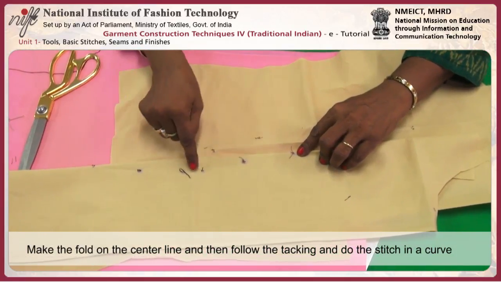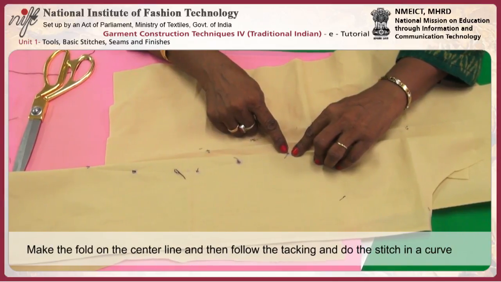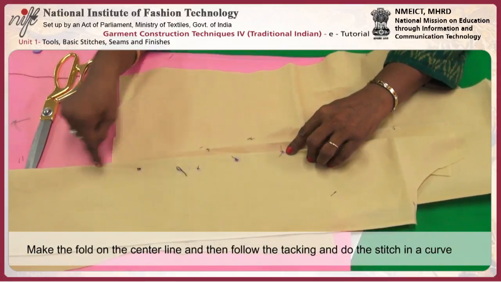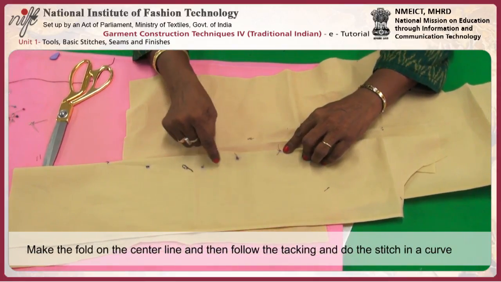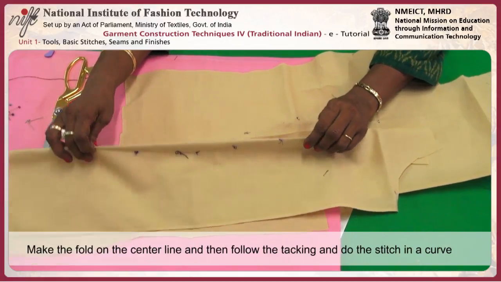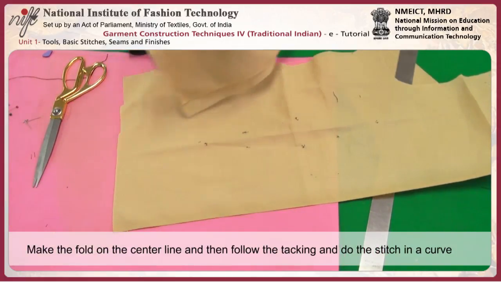Sometimes here it may go as a shaping dart, and this here it may come as a concave dart, and this portion it will be a convex, and here it will be concave and here it will be concave. So now we have to finish the darts.